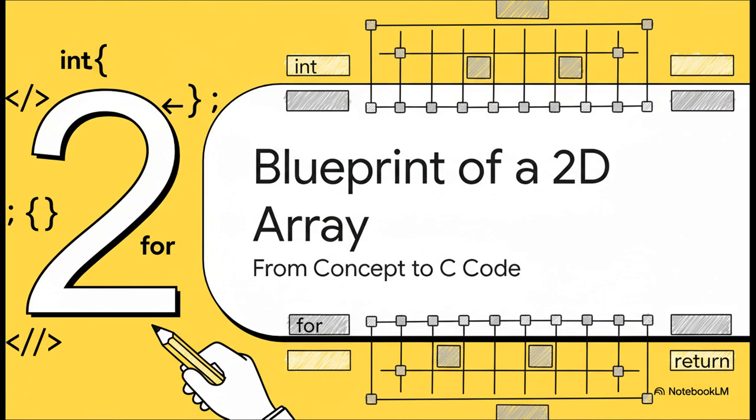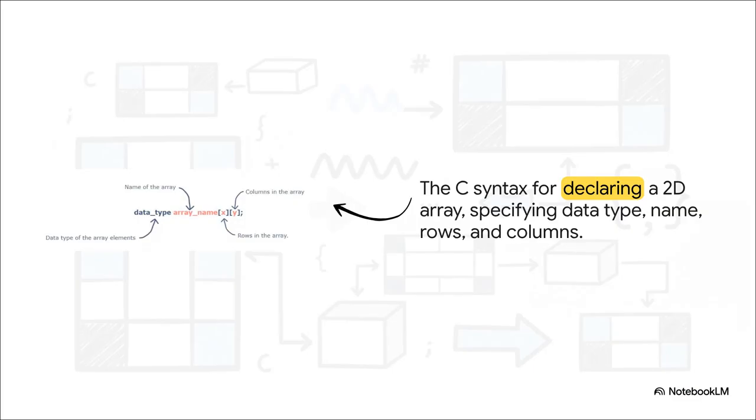Okay, that's the concept. But how do we actually translate that idea into C code? Let's take a look. And this right here, this is the blueprint. It's actually super straightforward. First, you tell C the data type. Are these going to be integers or floating point numbers? Then you give your array a name. But the real magic is in those two sets of brackets. The first one is for the number of rows, and the second is for the number of columns. That's literally what tells the computer to build a grid.